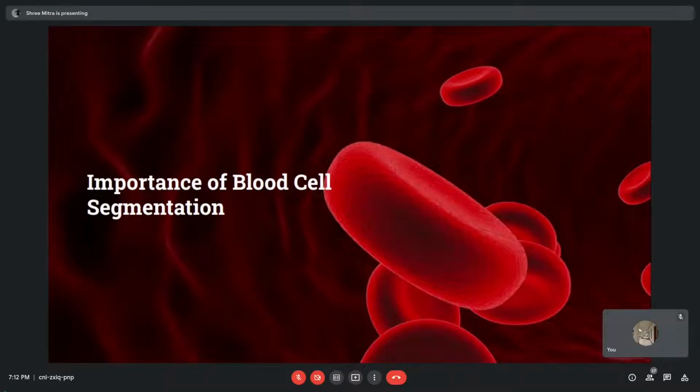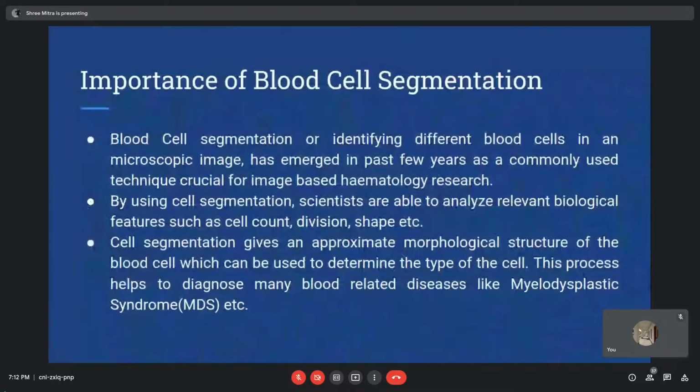Now, importance of blood cell segmentation. See, blood cell segmentation is a very important research field in hematology research. By using cell segmentation, scientists are able to analyze relevant biological features such as cell count, division, shape, etc. Cell segmentation gives an approximate morphological structure of the cells present in the image, by which we can predict some diseases like myelodysplastic syndrome, etc.